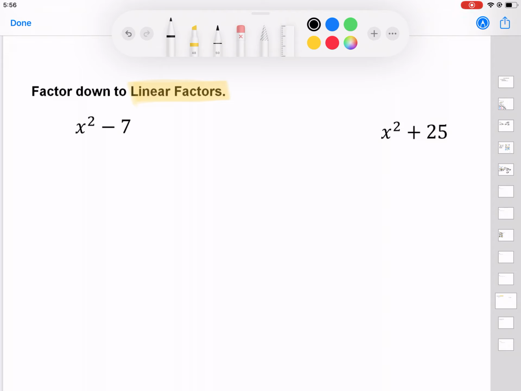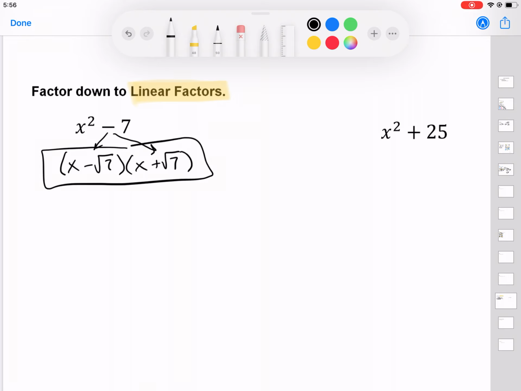We're just going to go ahead. 7's not a perfect square, but we could factor this down to x minus square root of 7 and then x plus square root of 7. So we're treating it like a difference of perfect squares where you have the minus and the plus, but you're just putting a square root of 7 in your answer. So same thing with this one, except this time it's a plus 25.